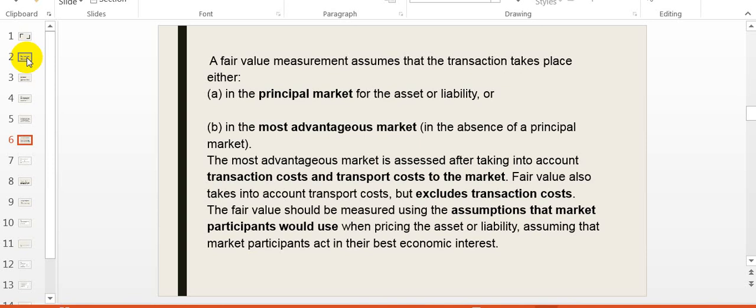Now, in using fair value measurement, it is assumed that the transaction takes place in the principal market. The principal market is the market in which the highest volumes for that asset or liability are being traded. Not the highest price, but the highest volumes. In the absence of a principal market, then we use the most advantageous market. And the most advantageous market is assessed after taking into account transaction costs and transport costs to the market.